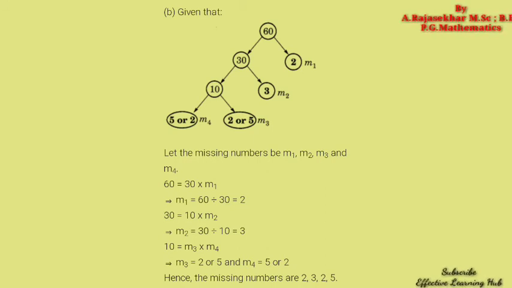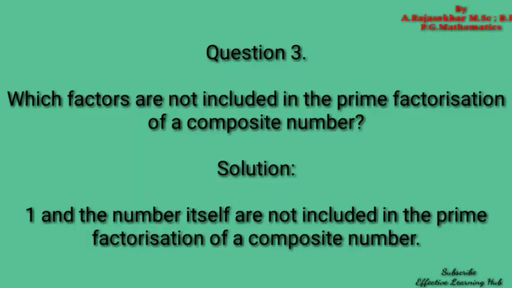Let the missing numbers be M1, M2, M3, M4. 60 equals 30 into M1. So 60 divided by 30 equals 2. First, M1 is 2. Next, 30 is there. 10 threes are 30, so 30 divided by 10 equals 3. So M2 equals 3. 10 equals M3 into M4: 2 or 5. 2 fives are 10. So the missing numbers are 2, 3, 2, 5.